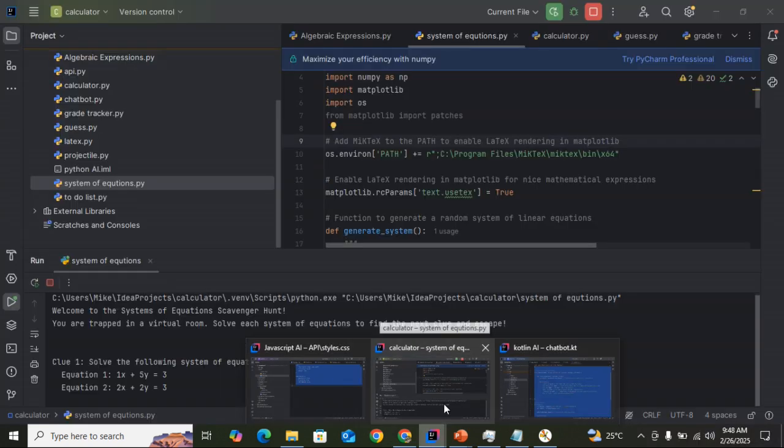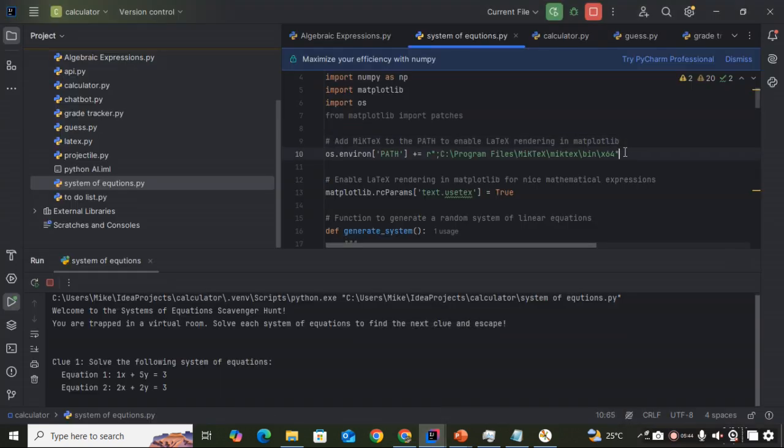If everything there is installed, then you have to specify your path. My path here is MiKTeX bin x64. More or less, you will have the same path in the OS environment, so you have to specify the path. Of course, you have to set the matplotlib rcParams text.usetex to True, so that we have LaTeX rendering in matplotlib and can see the mathematical expressions in human readable form.